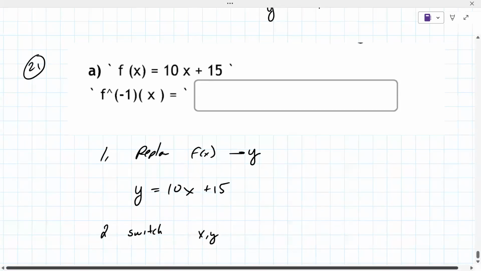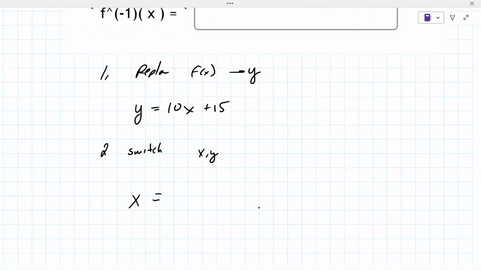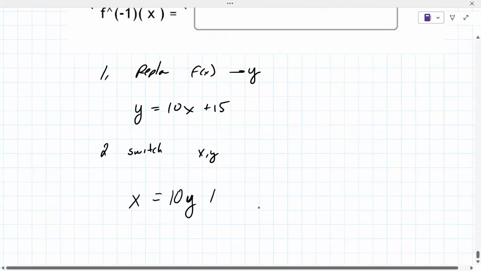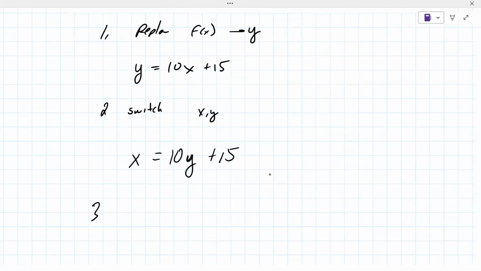So this ends up being x equals 10y plus 15. Third thing, this is the hardest one of the steps, is to solve for y. You have to get y by itself. This is where the bulk of the work is.